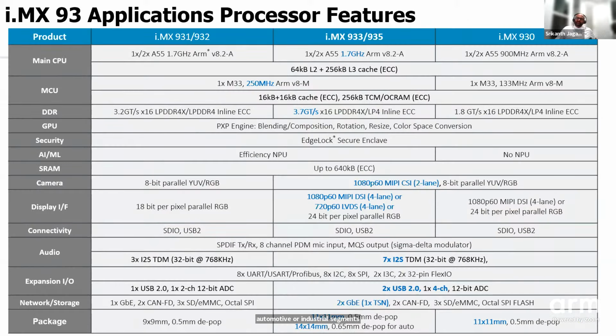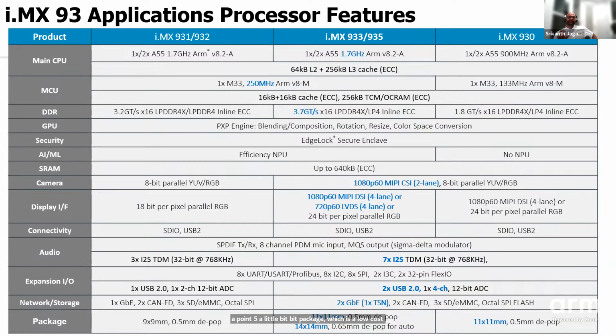So this table compares the different feature sets that we have on the i.MX 93 family. So basically, we have three different packages for this SoC. We have an 11x11 0.5 millimeter pitch package and a 14x14 0.65 millimeter pitch package. So both of these packages are exactly the same, apart from the pitch size.